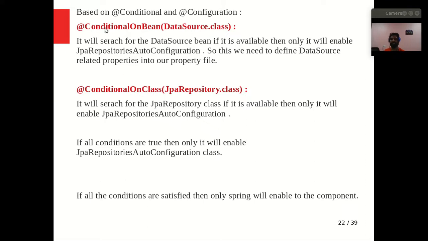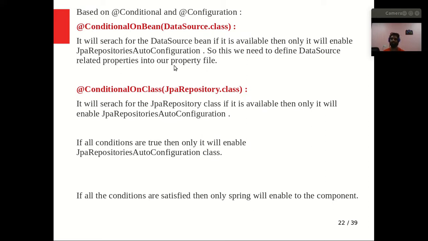So @ConditionalOnBean will search for the DataSource bean. If it is available, then only it will enable the JPA repository auto configuration. Otherwise it will not do the auto configuration. So first it will check the condition on this bean. If this DataSource is present, then only it will start the JPA repository auto configuration.